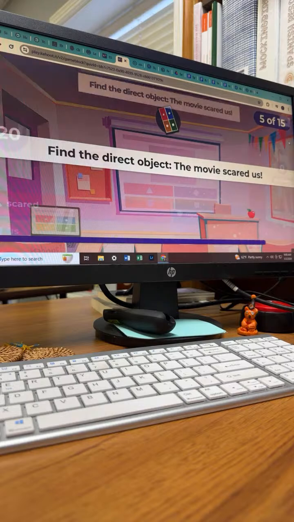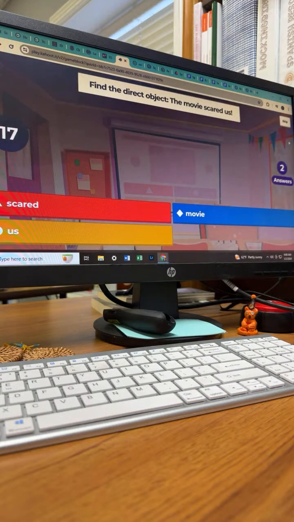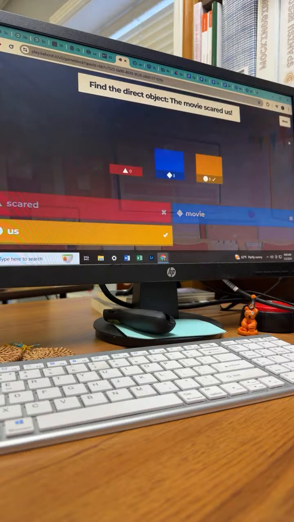Okay, the movie scared us. What is the direct object? What is the subject in this sentence? Movie, right? The movie is doing the action. What is the movie doing? It is scaring. Who is it scaring? Us. Us is the direct object. Movie is the subject, scaring is the verb. The movie is not getting scared, so that's why that cannot be the direct object. Think about what is being scared.